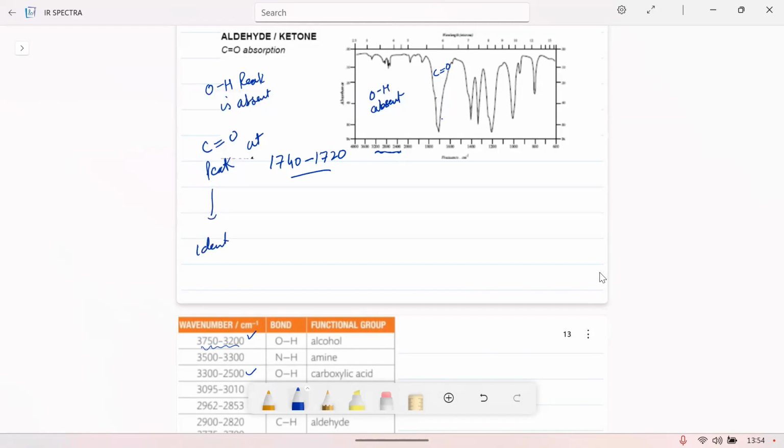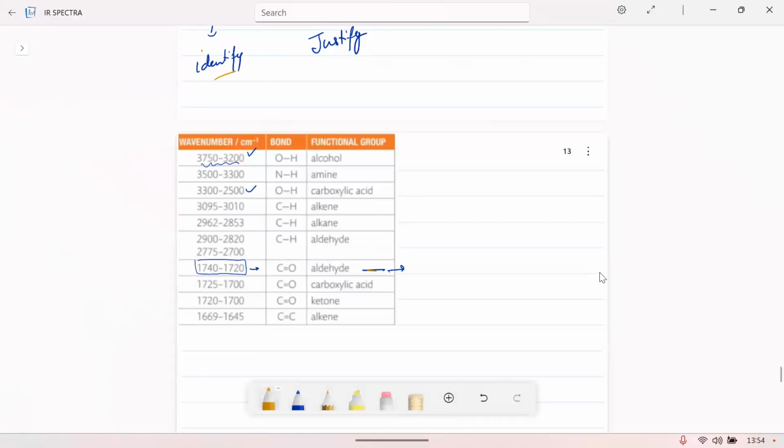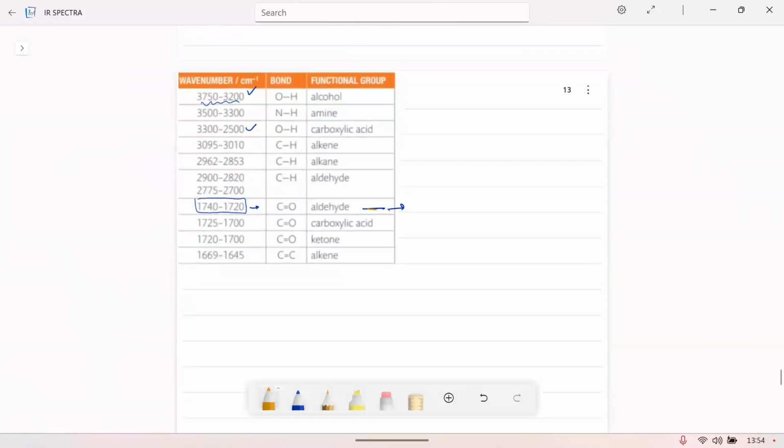So when they ask you to identify and justify, this is identify, and this is justify. That means the explanation. Why do you say that this is a C double bond O? So identification is you are saying it is a CO peak for an aldehyde or a ketone, and the reason is there is a peak at 1740 to 1720, which values you will always pick from the data booklet.